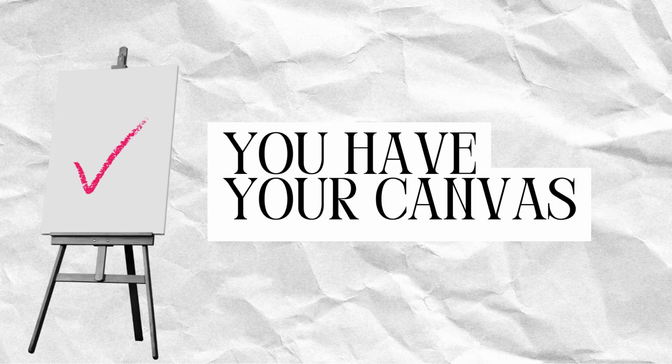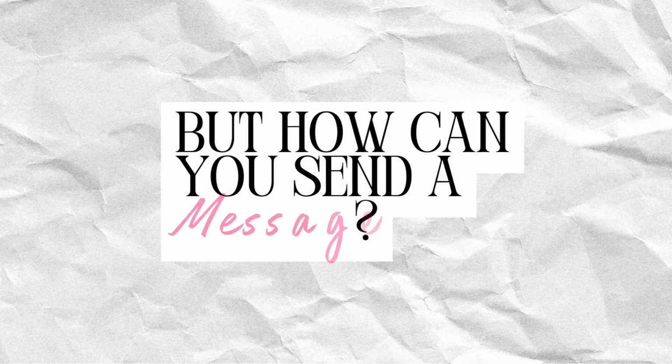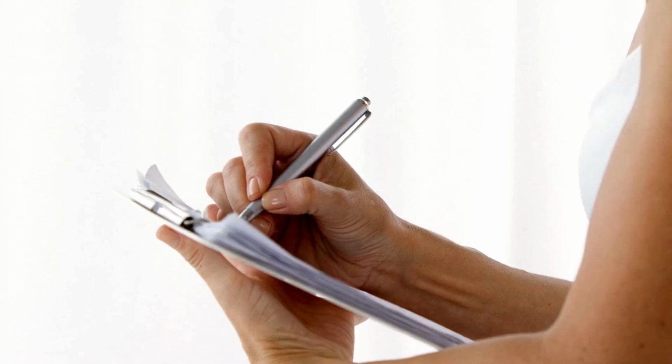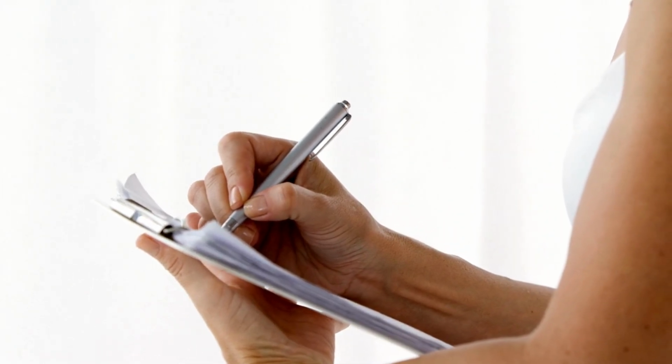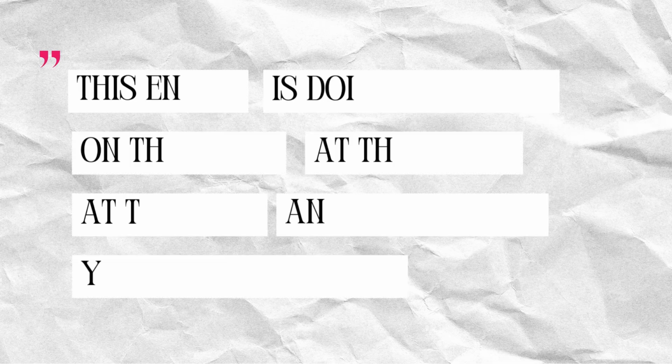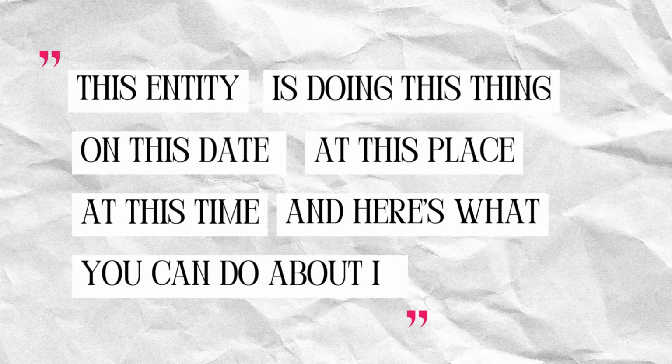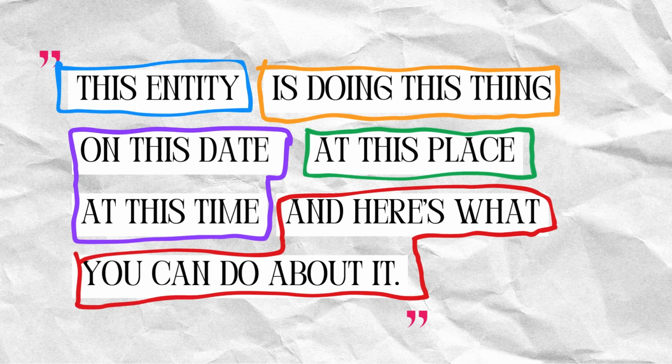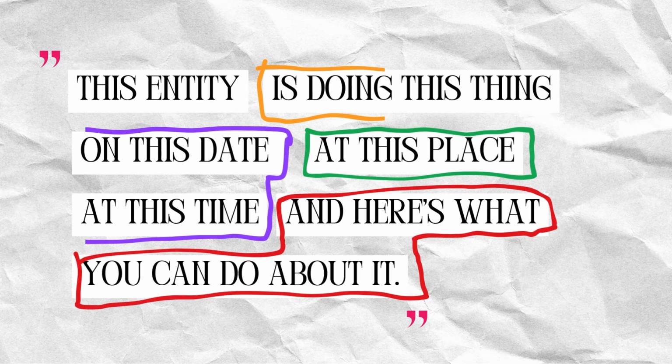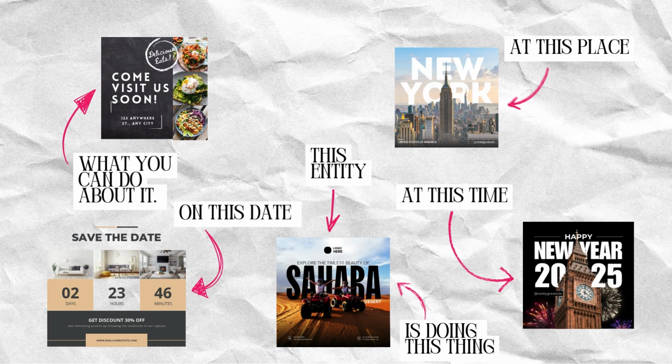Once you've sorted out your canvas, it's time to work out what the message actually is and how you want to say it. Here's a simple sentence structure you can use. This entity is doing this thing on this date, at this place, at this time, and here's what you can do about it. Every flyer has an element of this, and any of these 5 elements can take priority in your messaging. Here are some examples of it.